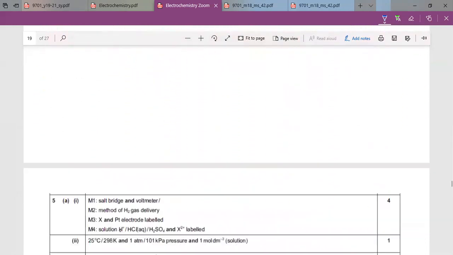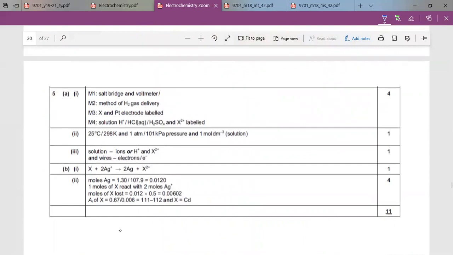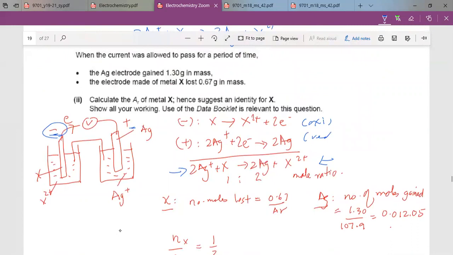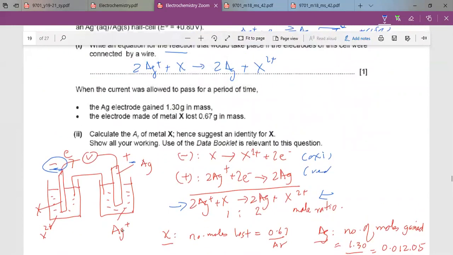One mark here, you can see it. One mark here. All right, see one mark here. Okay, so now they ask you, when the current was passed for a period of time, silver was deposited. That means this one here is deposited. The mass deposited is 1.30 grams. And of course, X lost how much? This one is gain, this is lost. How much is lost? Well, 0.67. So of course this is lost.